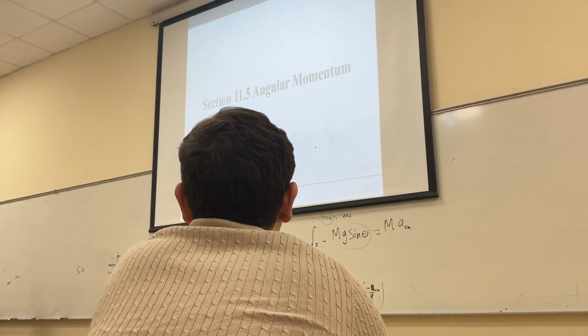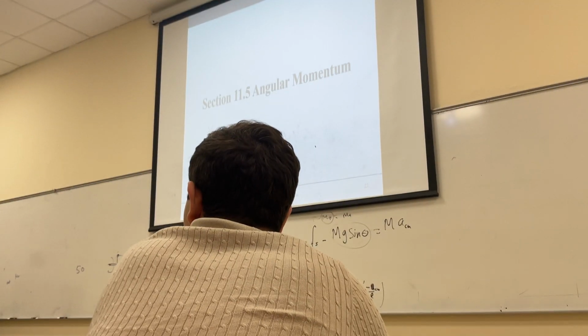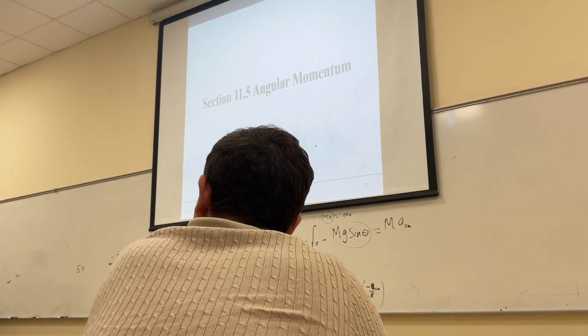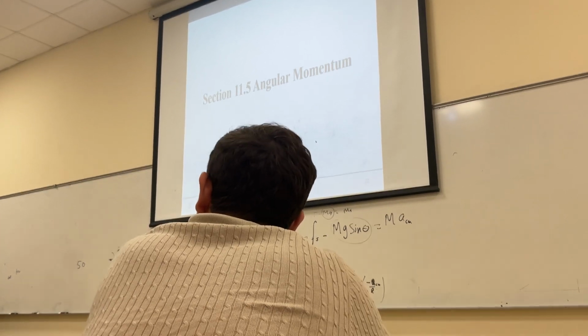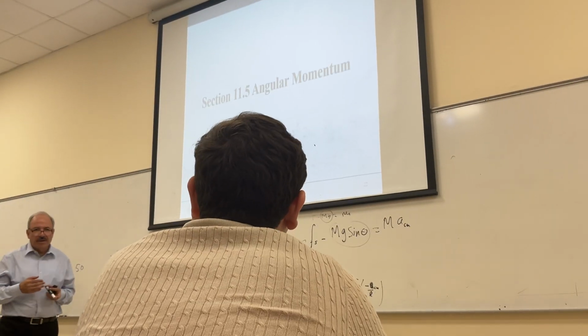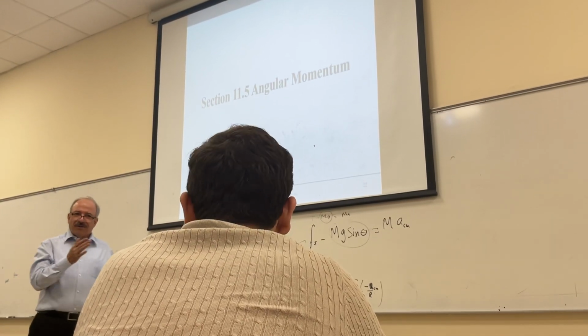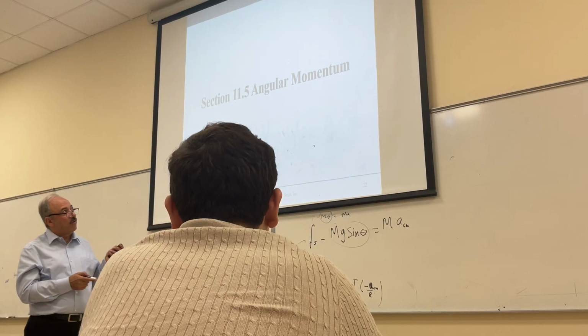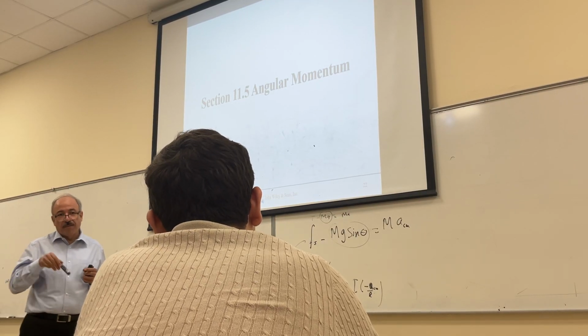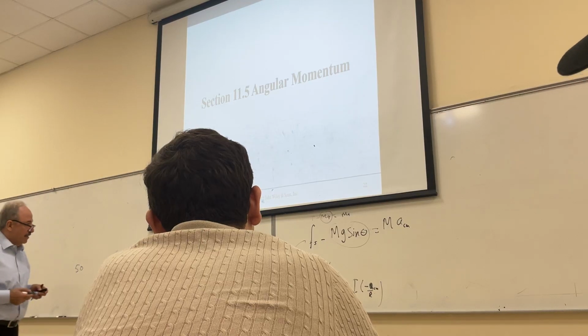The last topic has 4 sections, 5, 6, 7, and 8. Chapter 11 is about angular momentum. It covers angular momentum, conservation of angular momentum, and Newton's law. They are different sections, but they all deal with angular momentum. Section 9, the gyroscope, is not required.